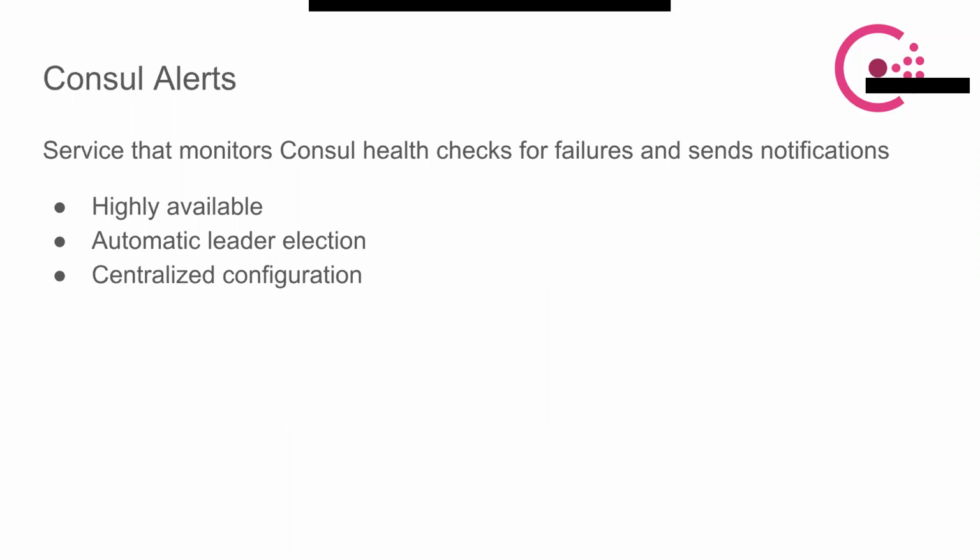Another nifty thing is that with Consul Alerts, the configuration entirely lives in Consul itself. So you're not copying and pasting and making sure all the configs are the same. It's all read out of the key value store in Consul. So it makes it really easy to deploy. You just spin up another binary, point it to the cluster, and the configuration's all centralized, right?